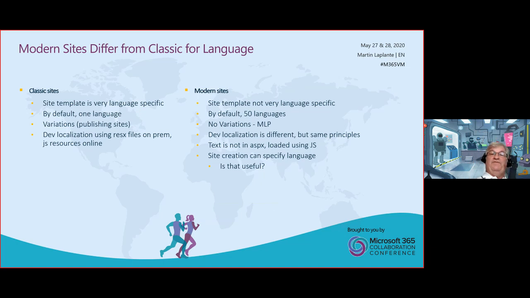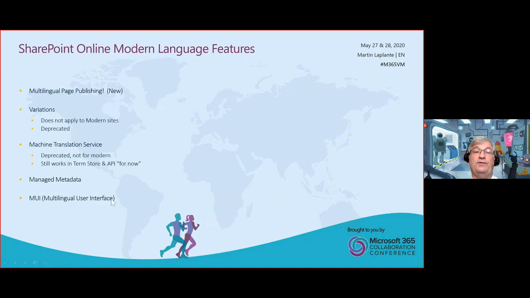On classic sites, you had variations with separate sites. With modern sites, now there are no variations. They're multilingual page publishing. Multilingual page publishing is not separate sites per language. It is necessarily all languages on the same site. I'm not going to talk about the dev aspect of it, but if you're a dev, you have to look at localization also at a different level, at the top level.